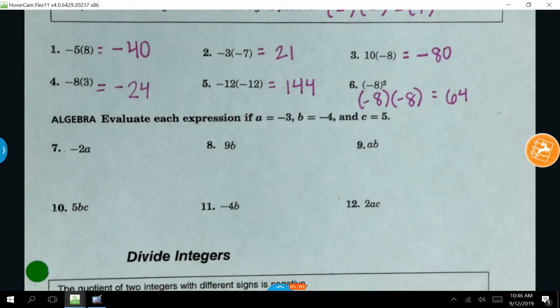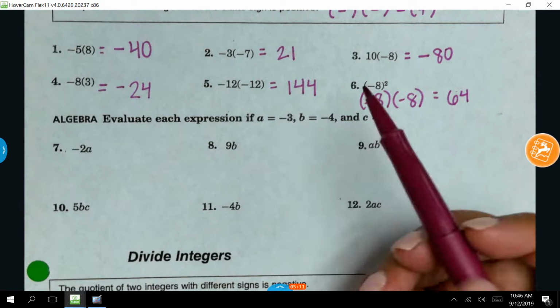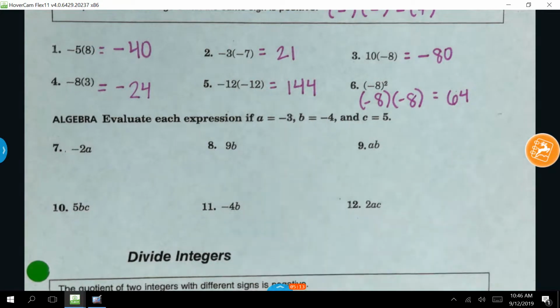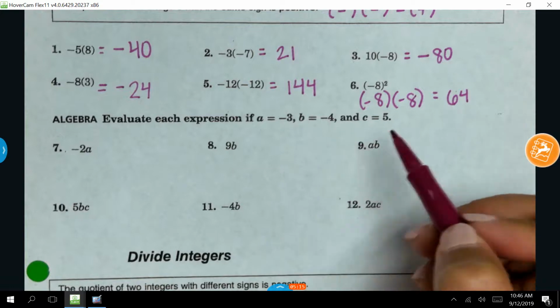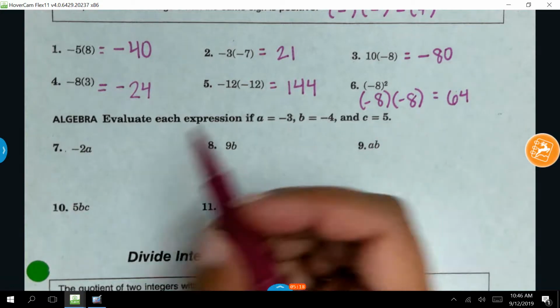All right, this next little section, we are just substituting those values in. So A is -3, B is -4, C is 5.